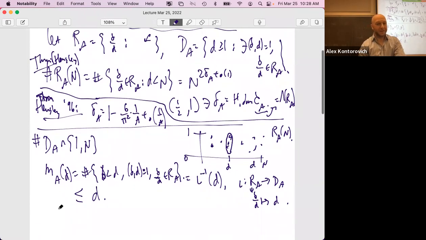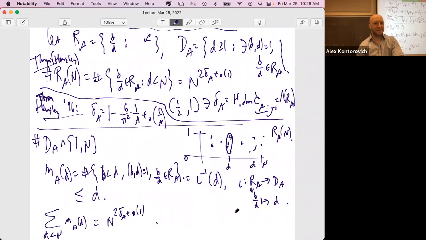And we know that the sum over d up to N of these multiplicities is, to first order, N to the 2 delta_A. And so if each of these is less than d, and their sum has to be N to this power, what's the smallest number of d's that must be represented? N to the 2 delta_A minus 1. Exactly, N to the 2 delta_A minus 1.